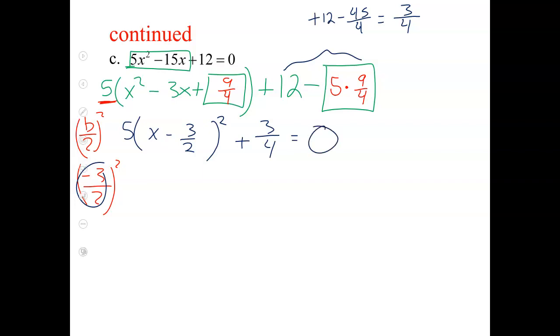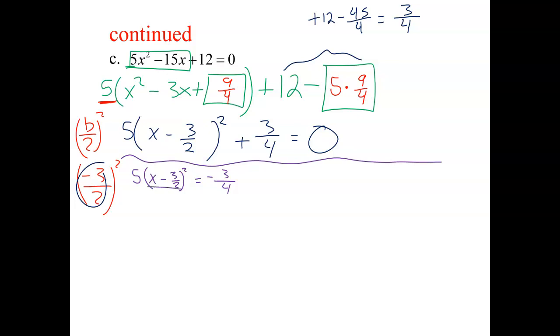Continue to solve like we've been doing. I'm going to write a little bit smaller because I'm going to run out of room if I don't. 5 times x minus 3 over 2 squared equals negative 3 over 4. So I subtract. Now it's negative. So since I have that negative, I know I'm going to end up with an imaginary number. When I square root it, I'm going to have a negative in my radical. But I still need to finish getting my squared factor by itself.